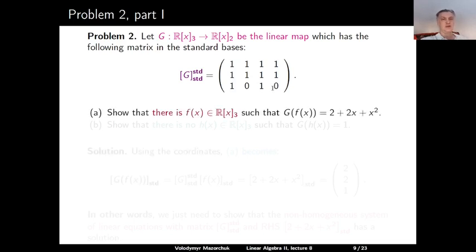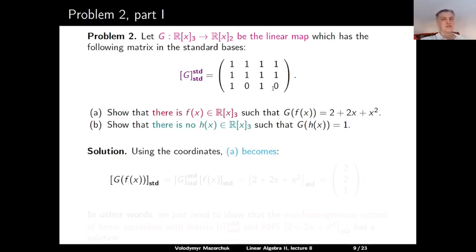A. Show that there is a polynomial f(x) in R_3[x] such that the image of f(x) under G is equal to 2 + 2x + x^2. B. Show that there is no polynomial h(x) in R_3[x] such that the image of h(x) under G is equal to 1.